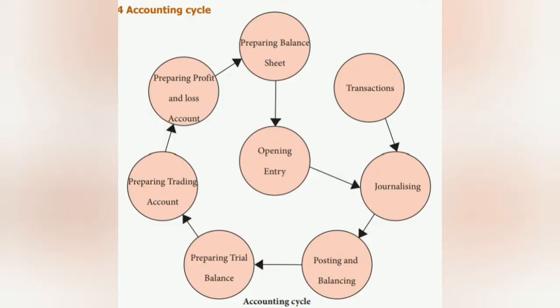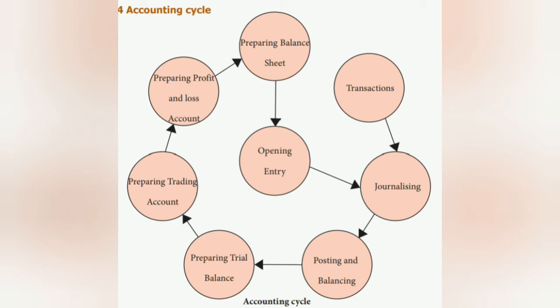Next one is preparation of trial balance. So the list of ledger balances, namely the trial balance, is the next step. On the basis of the ledger balances, the financial statement is prepared. That is the trial balance.